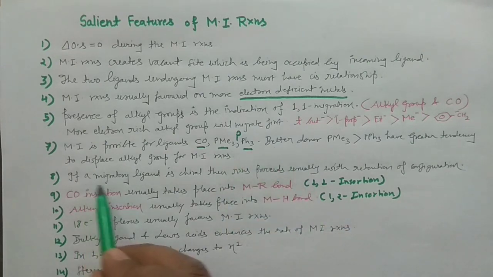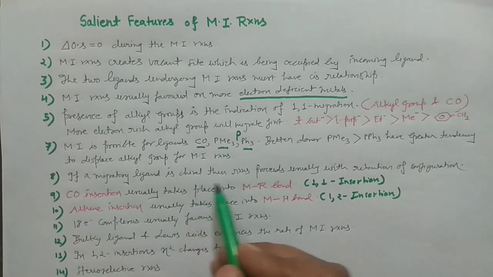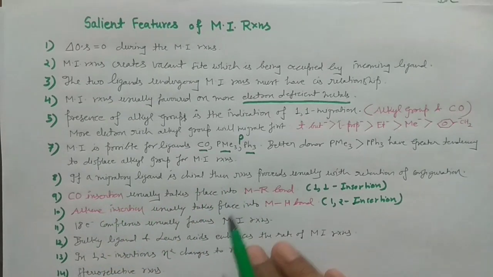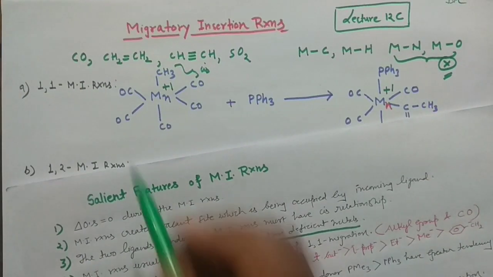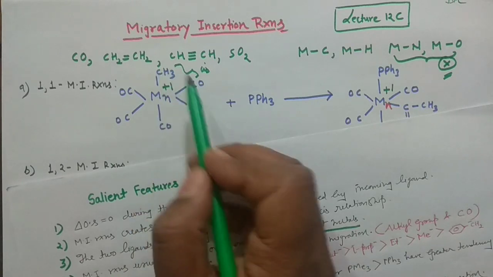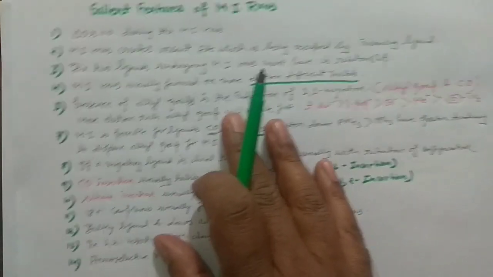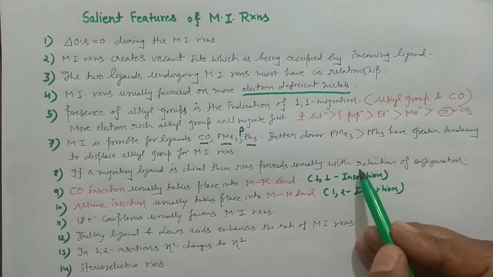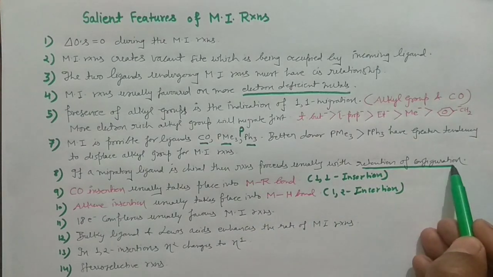Then, this is something very important. If the migratory ligand is chiral, as in this particular example where this is the migratory ligand, and it is migrating, then of course when the migratory insertion reaction occurs, it occurs with retention of the configuration.